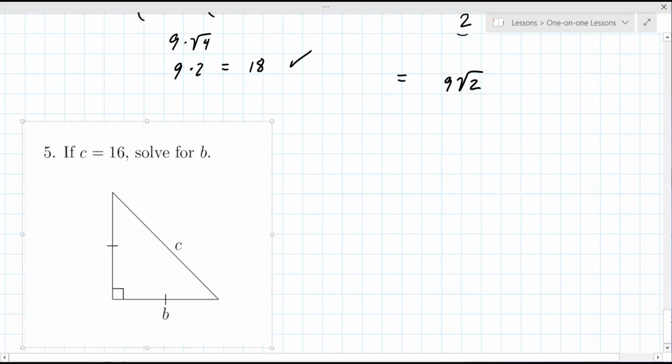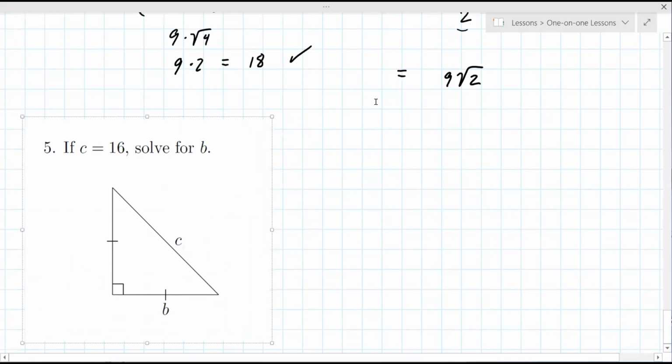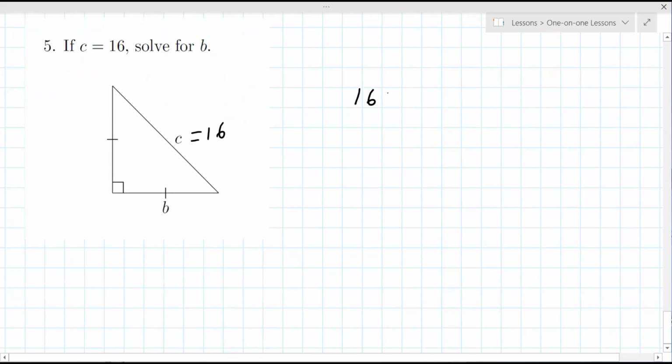All right, so this is kind of just like the previous problem. If C equals 16, solve for B. So we're going to set 16 equal to x square root 2, and then you're going to divide both sides by square root 2. So x ends up equaling 16 over square root 2.